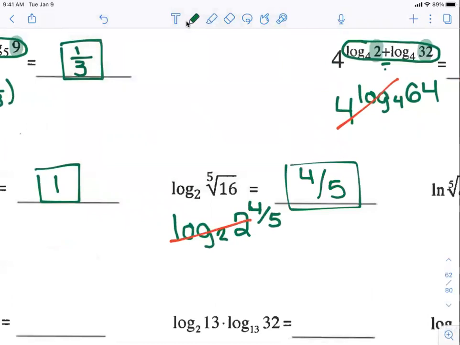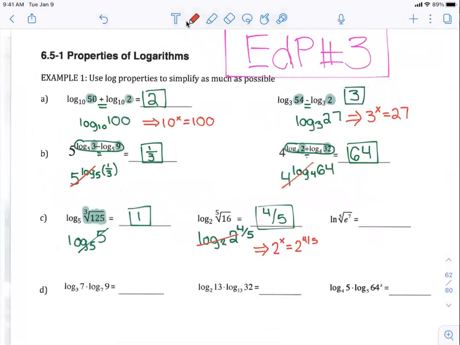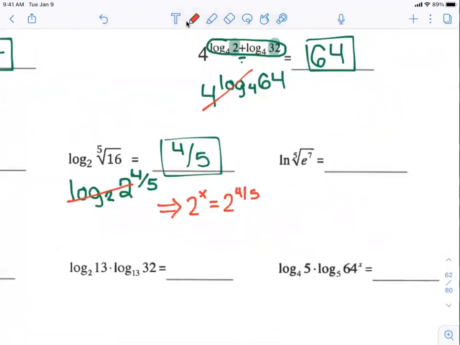Again, why is it 4/5? If you're having a tough time, go ahead and go back to exponential form. This is saying 2 to what power equals 2 to the 4/5? And notice, obviously, it has to be 4/5. So again, that's why it cancels. If you're ever getting stuck, just go back to converting to exponential.